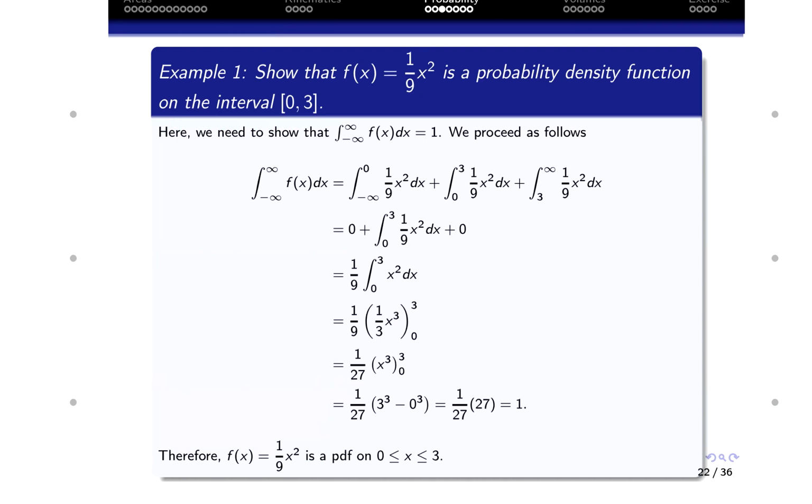Meaning, here we need to show that the integral of f of x dx from minus infinity to infinity is equal to 1. If it is not equal to 1, then it is not a probability density function because all probability density functions must follow that rule. So we proceed as follows.